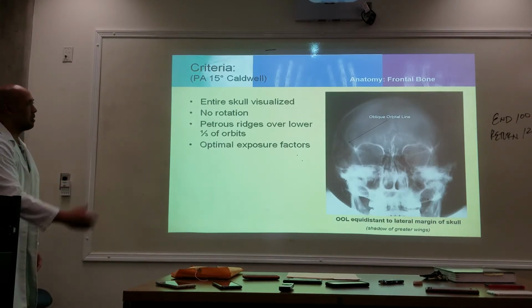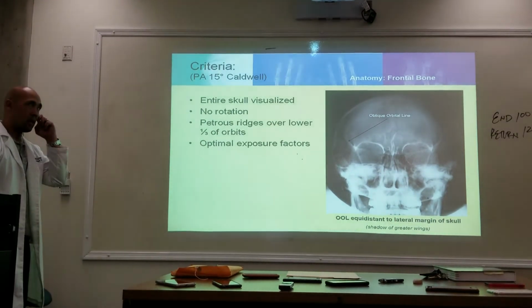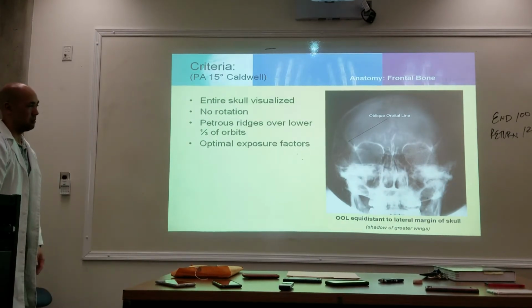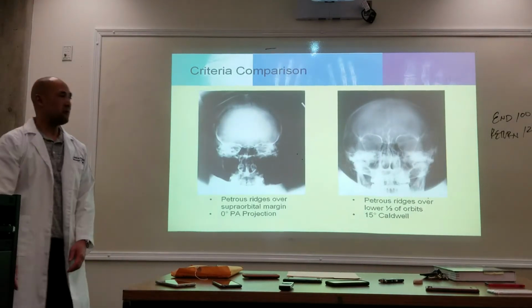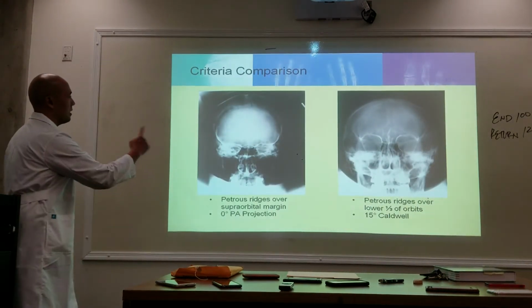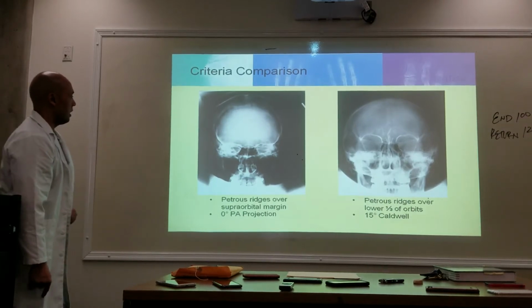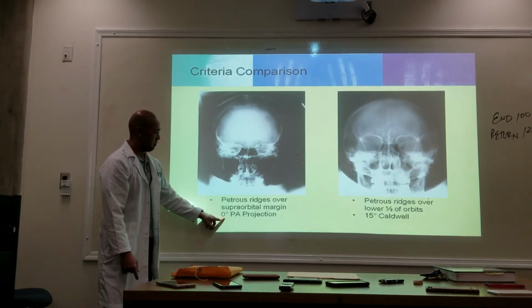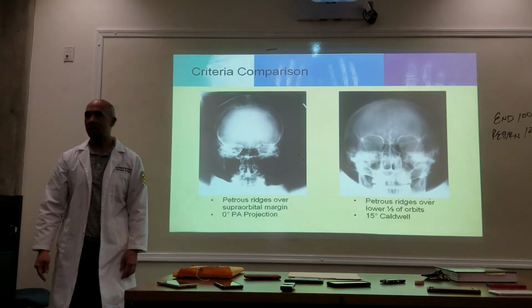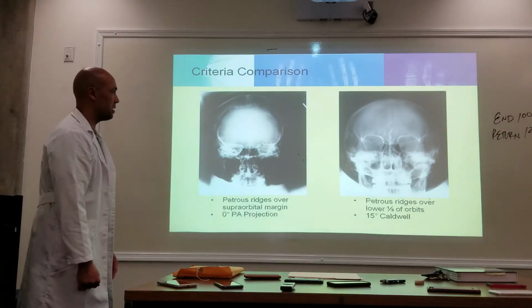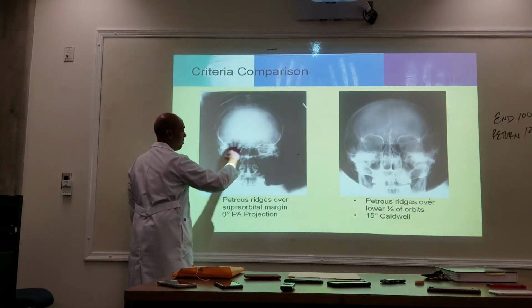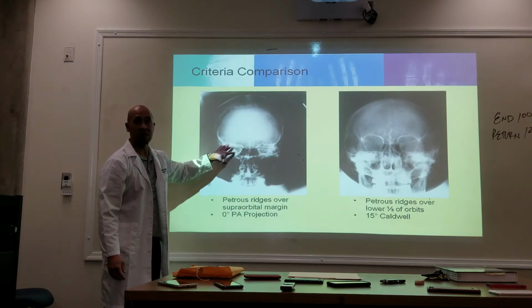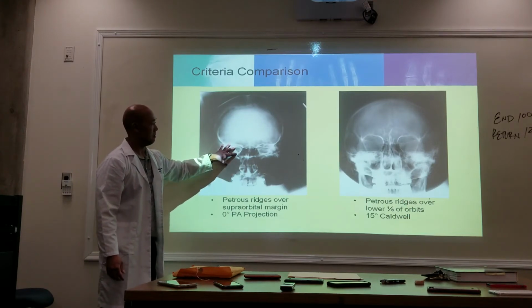Okay, so this is a properly positioned PA Caldwell. We're evaluating the frontal bone. So here are some differences. Here we have criteria. Here with zero degrees, what's happening to the petrous portion? Where is it? At 0 degrees, the petrous portion is filling up the orbits.